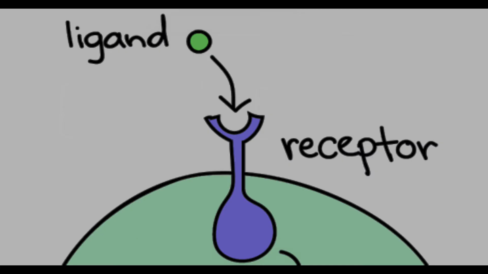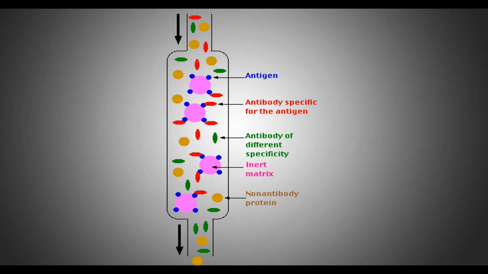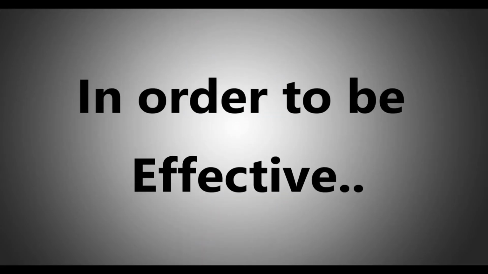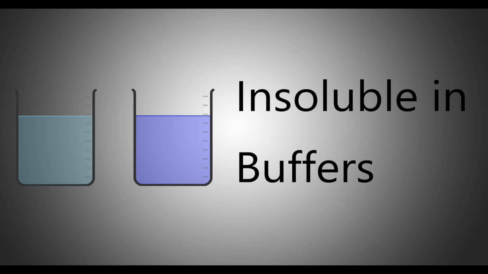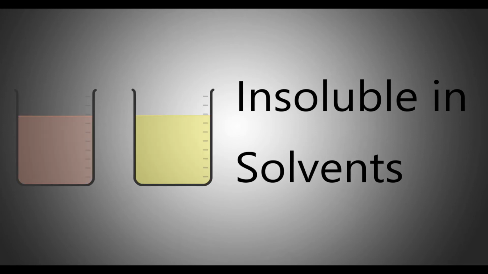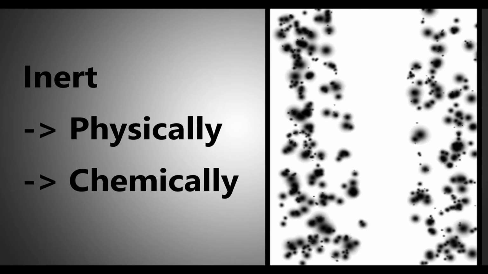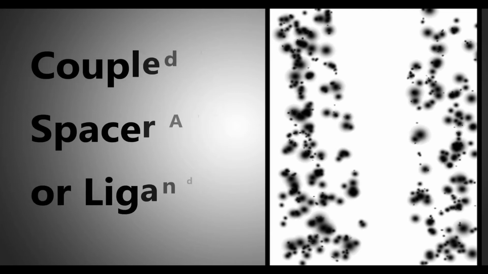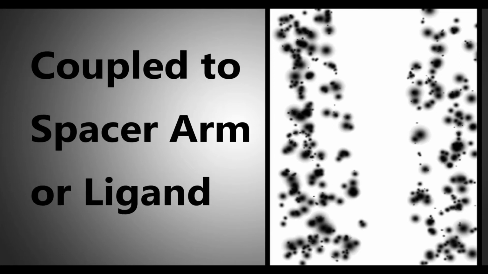Now let me show you the components of affinity chromatography. First one is matrix, second is spacer arm, and third one is ligand. Matrix. In order to be effective, it must have certain characters. It should be insoluble in buffers and solvents employed in the process. The matrix is actually an inert support to which a ligand can be indirectly or directly joined. The matrix should be inert physically as well as chemically and must be easily coupled to a spacer arm or ligand onto which the ligand can be attached.